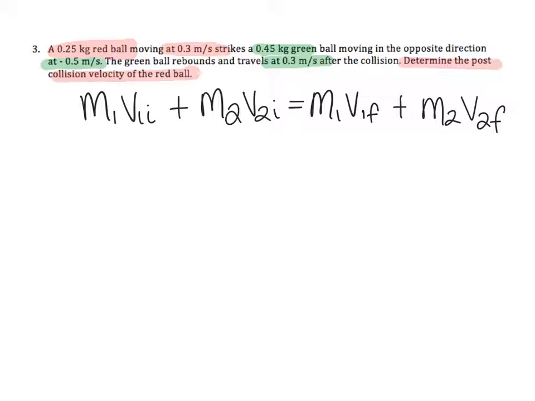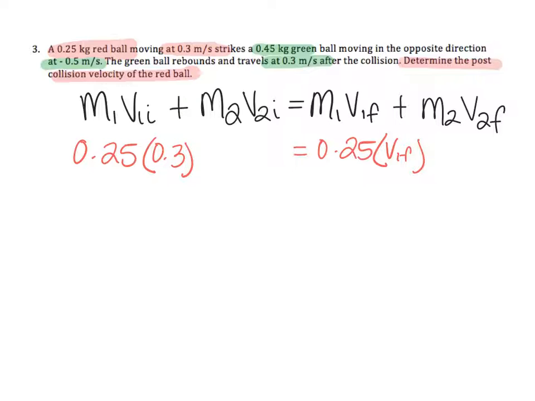All right. So we're going to plug in the red, which is 0.25 times 0.3, right? And then over here it's going to be 0.25 again, and then we don't know its final, right? Then for the green, we have our 0.45 times negative 0.5. I did not leave myself enough space, plus 0.45 of a mass again times 0.3.